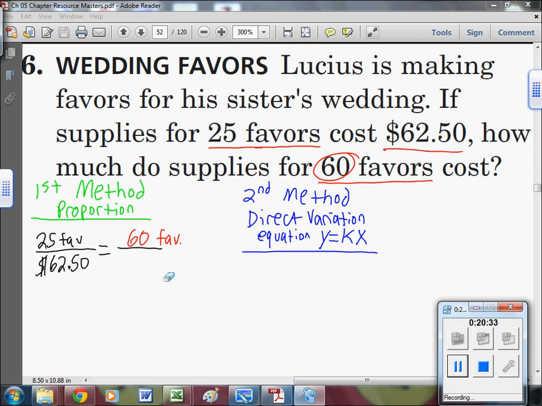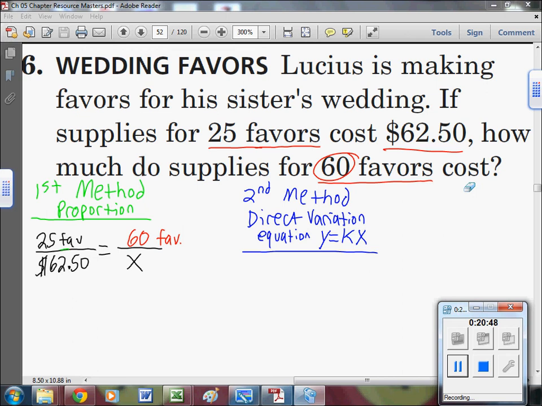Favors over dollars, favors over dollars. So that means when we solve for this unknown amount, we're solving for dollars. And that actually makes sense. It says how much does it cost? So we know it's asking for dollars. So use your cross product property like we learned back in chapter 4 to go ahead and solve this.